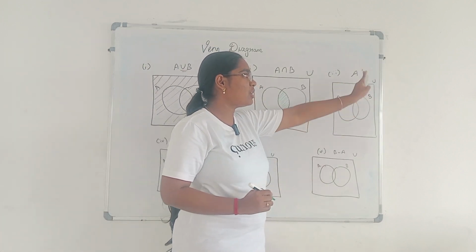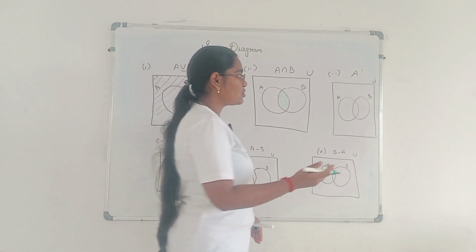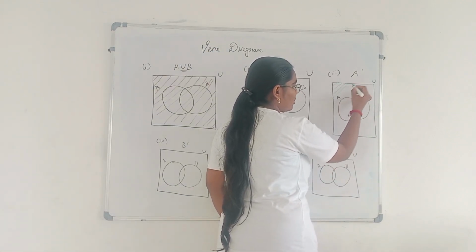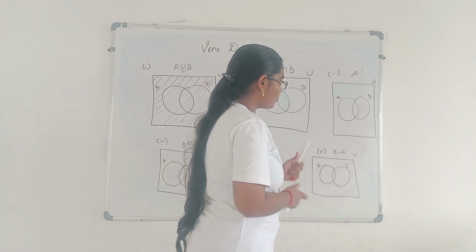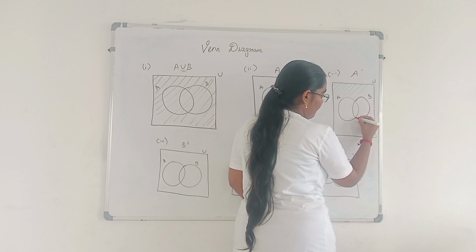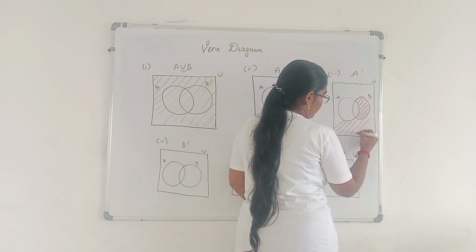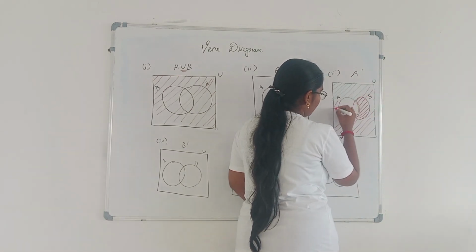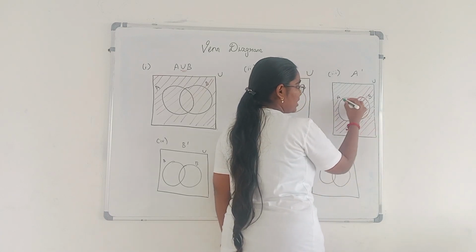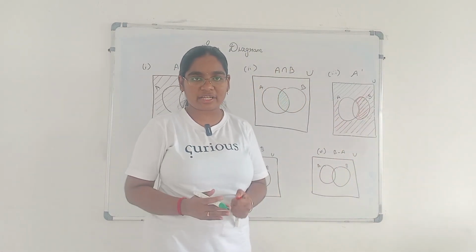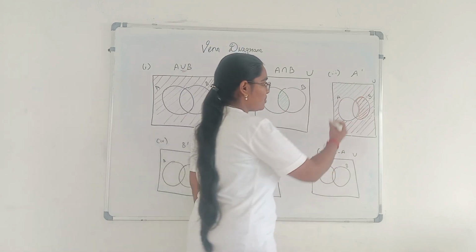Okay. Next, A dash or A complement. A complement means you will write the elements which are not in A. Am I right? So, the universal set elements will be shaded. Next, this B part will be shaded. So, this universal set and this B part, both parts you will shade. Okay, we will leave this A because A dash or A complement denotes the elements which are not in A, or except A. So, this part won't come, all other parts will be coming. Okay.